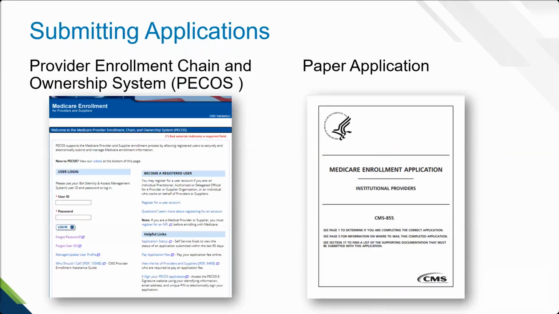So submitting the application, as I said, there's two ways to do that. You can either do that electronically or through a paper application. And here what you're looking at, and I have included a link further down in the resources section to PECOS, but that is the Provider Enrollment, Chain and Ownership System. And that is the only method with which you have to submit an electronic application.